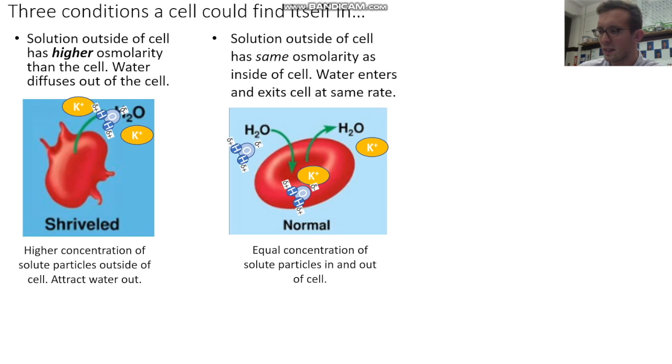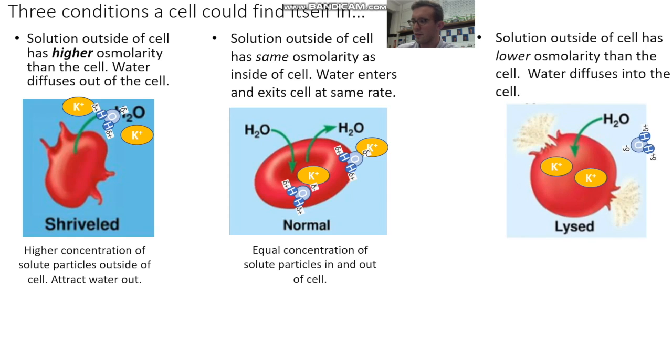And so you can see there's equal amounts of these dissolved potassium ions in and out of the cell. And so in this case, water would enter and exit the cell at the same rate. And so cells would stay approximately the same size.